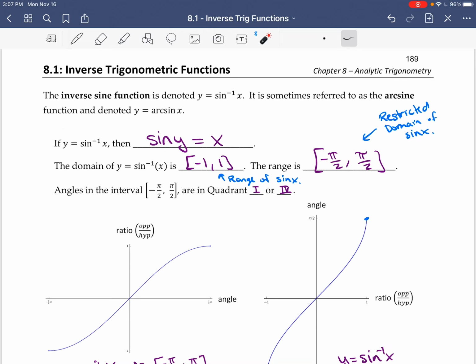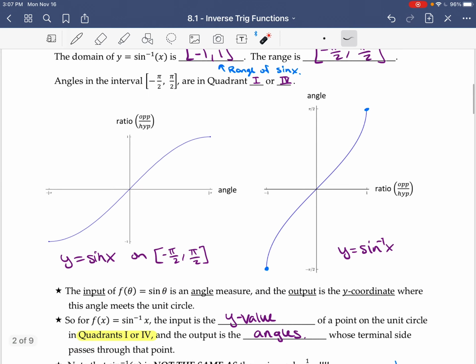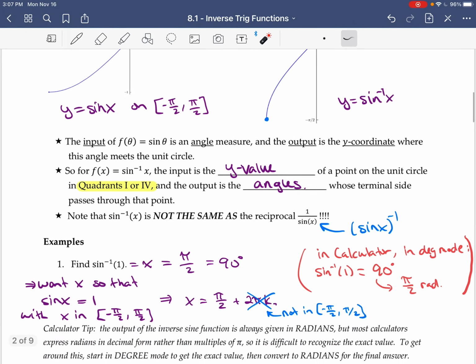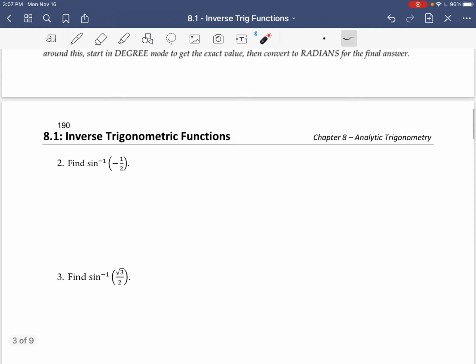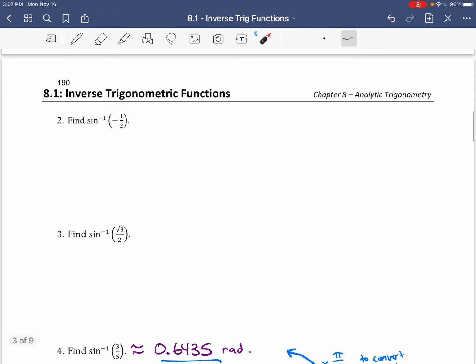The way we define it is, if y equals sine inverse of x, that's the same as saying sine of y is equal to x. So the domain and range switch. The range of sine x is negative 1 to 1, so that's the domain of the inverse function. And the range is this restricted domain. So that's what the graph looks like. And I think I have an example here.